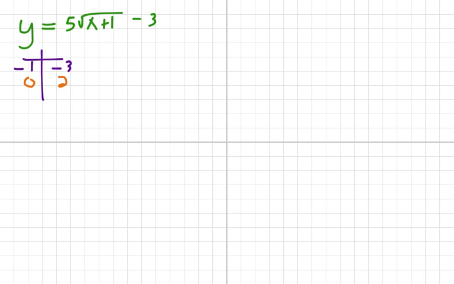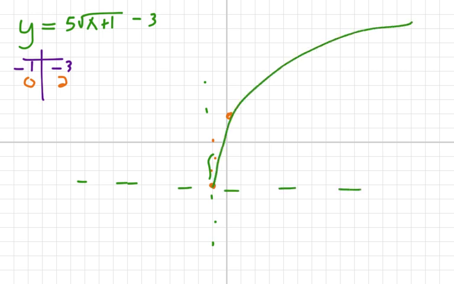So (-1, -3), then 1, 2, 3. And at 0, it goes to 2. So we've got the new axis going through our locator point. And we're going to go ahead and graph it, like so. And that's your power function.